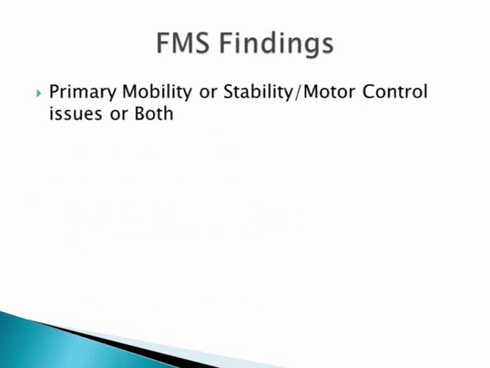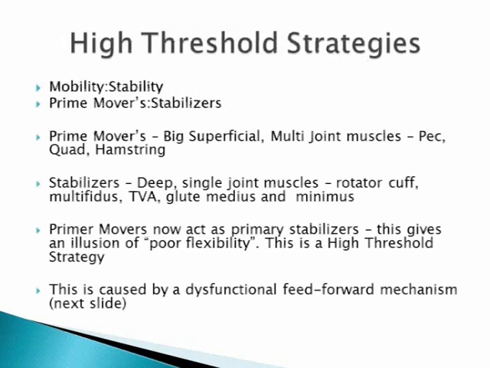So functional movement screen findings. A great thing with the functional movement screen is that it will tell you if someone has a primary mobility or stability or motor control issue, or maybe even both. So this is where a high threshold strategy comes in.